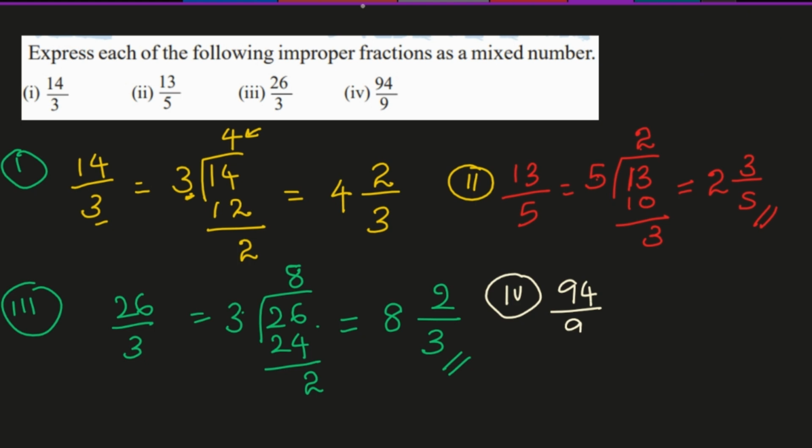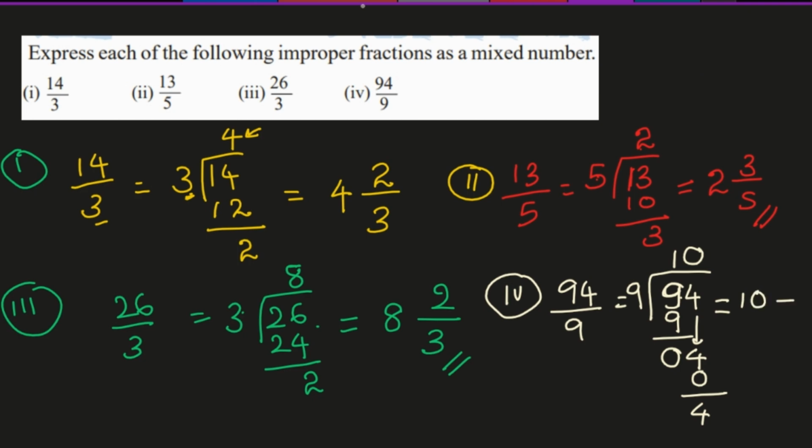The final one. What is it? 94 upon 9. So let's see how we can divide it. 94 divided by 9. For this 9, there is one 9. So we can write it here. 9 minus 9, it's 0. So we are taking this 4 here. No 9s in 4. So it's 9 into 0, it's 0. 4 minus 0, it's 4. So we can write this as a mixed number as 10 and 4 upon 9.